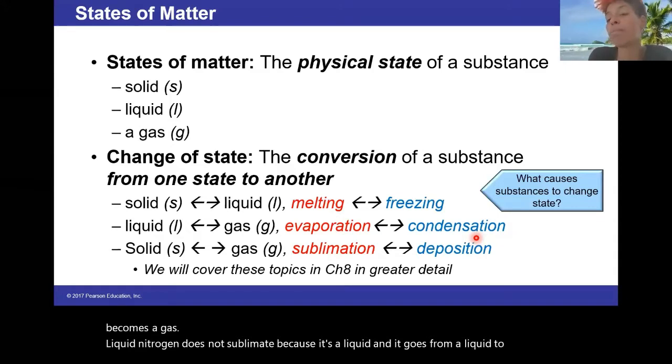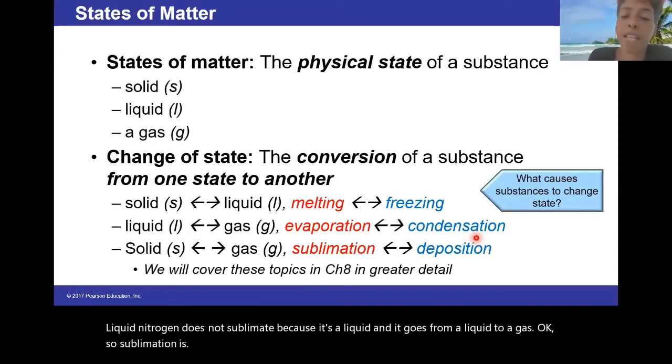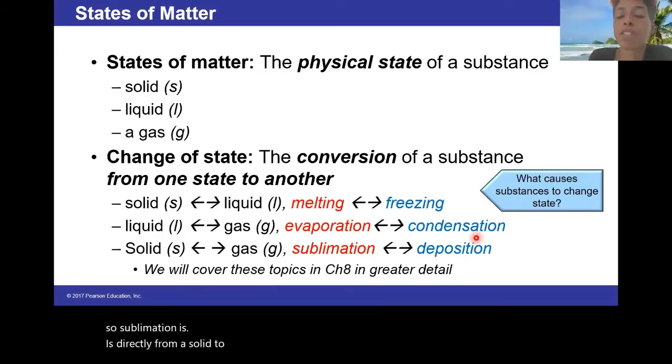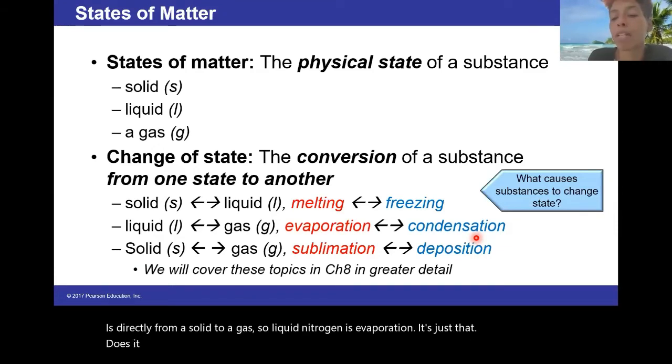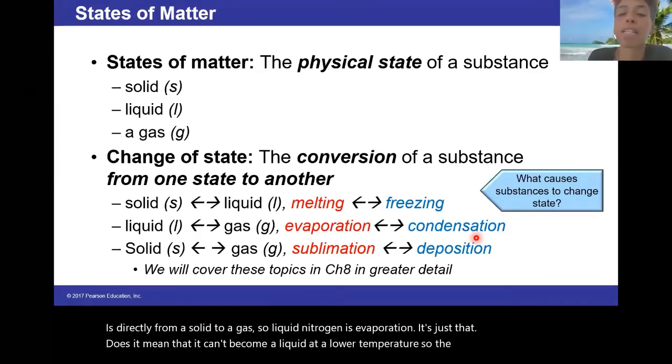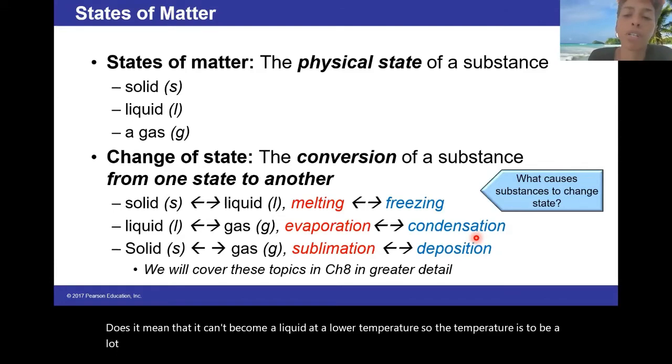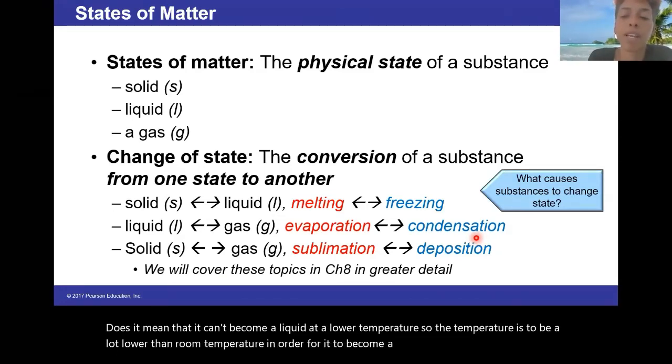Okay, so sublimation is directly from a solid to a gas. So liquid nitrogen is evaporation. It's just that doesn't mean that it can't become a liquid at a lower temperature. So the temperature has to be a lot lower than room temperature in order for it to become a liquid. So it has to be really, really cold.